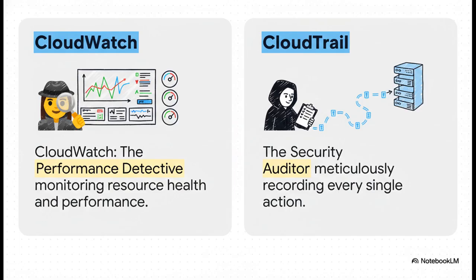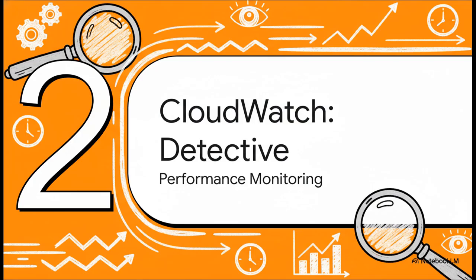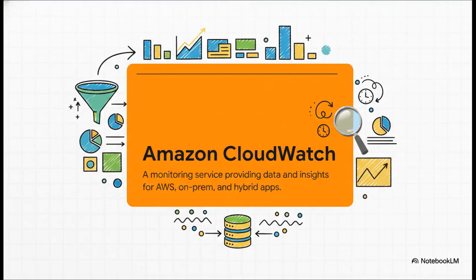All right, let's dive deep into our first tool. Let's talk about our performance detective, Amazon CloudWatch. Now, this service is 100% focused on the operational health of your resources. I love this analogy. Think of it like a doctor who's constantly monitoring the pulse of your entire application. So what does that actually mean?